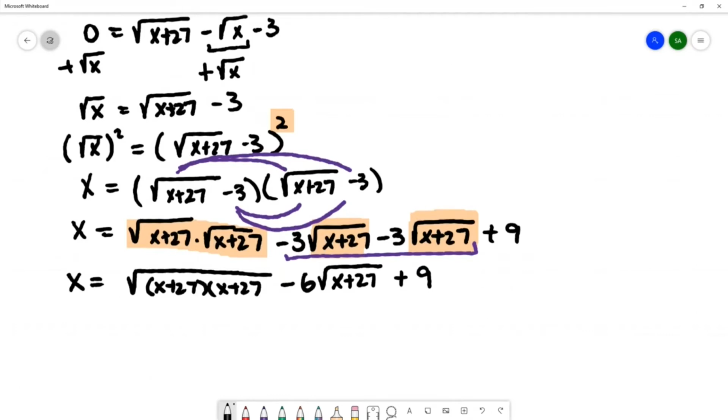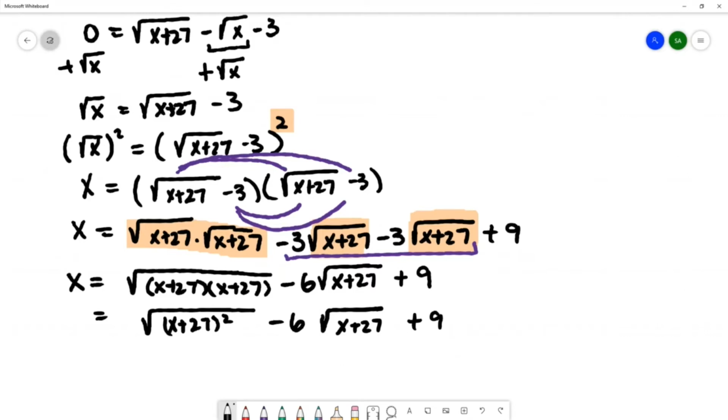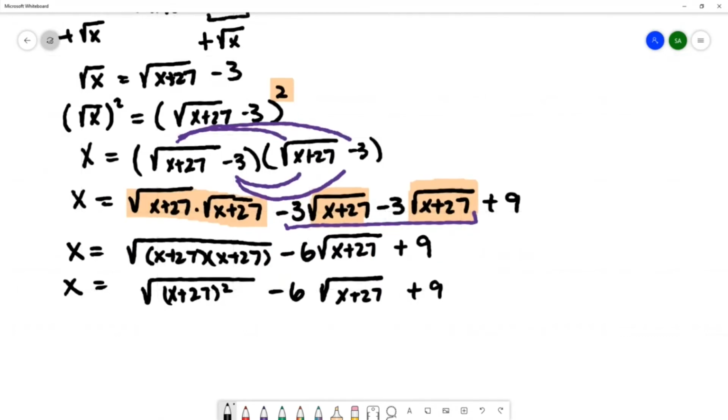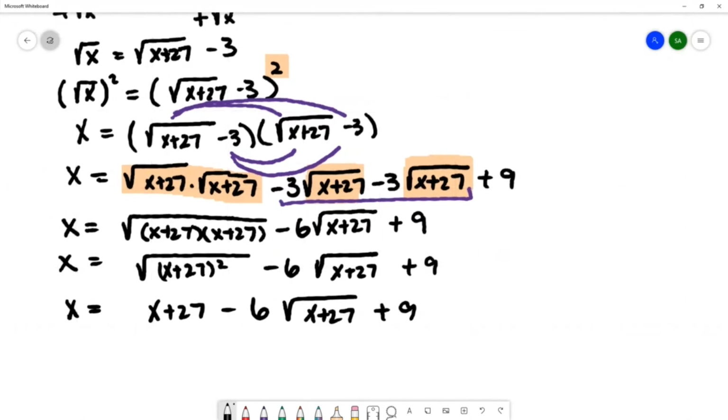Then the next thing I want to do to simplify is that I've got square root of x plus 27 times x plus 27. That's the same thing as x plus 27 squared underneath that radical. And just like we've seen before, the square root and the square are opposite operations, so they cancel each other out. So this gives me x plus 27 minus 6 square root of x plus 27 plus 9. So we've accomplished our first goal, which was to eliminate this radical.